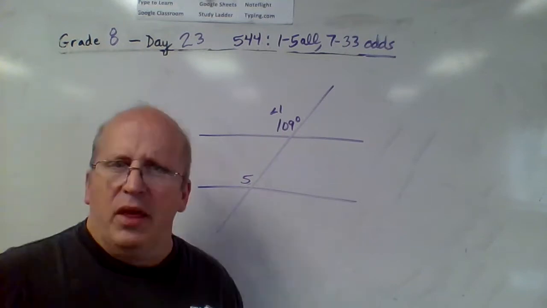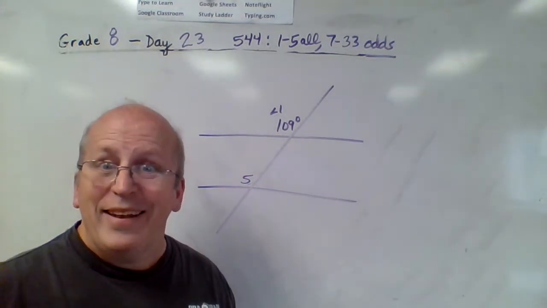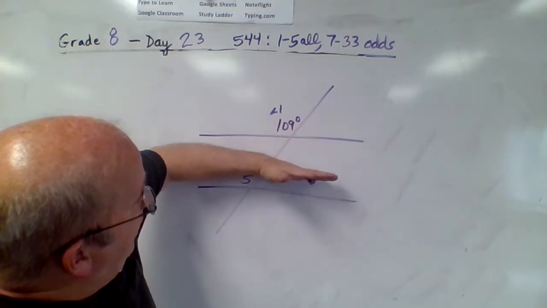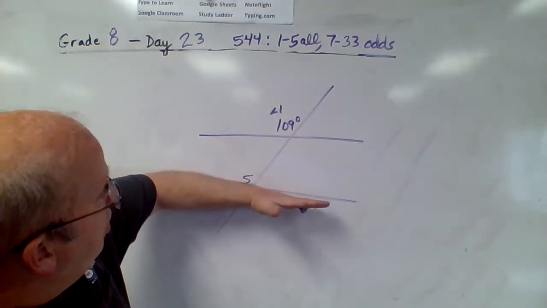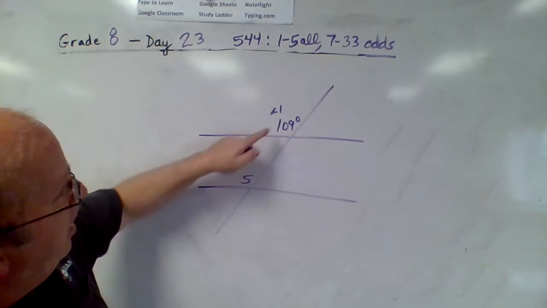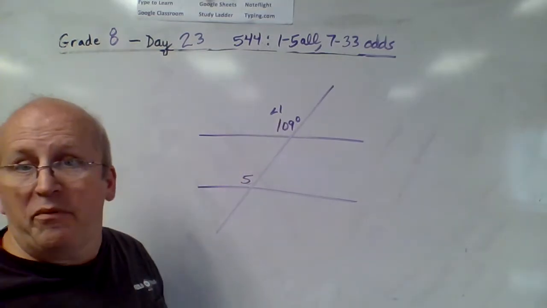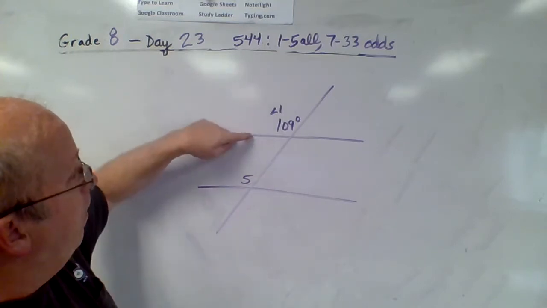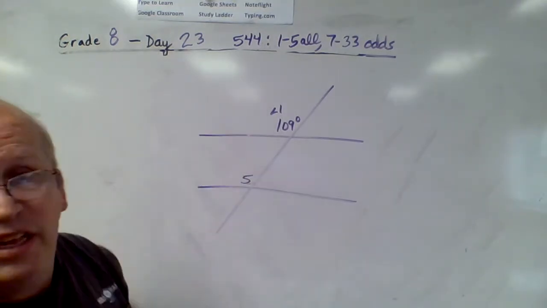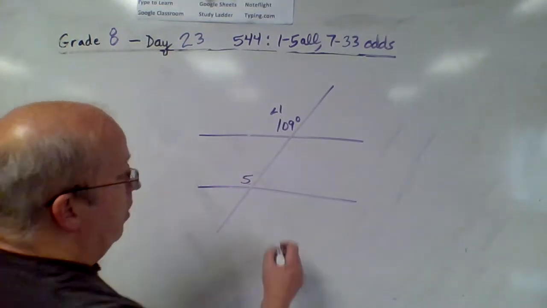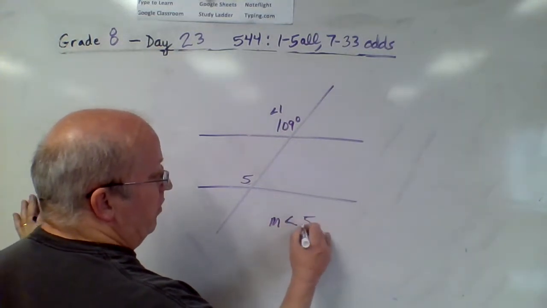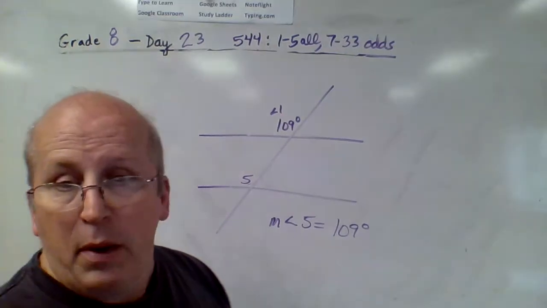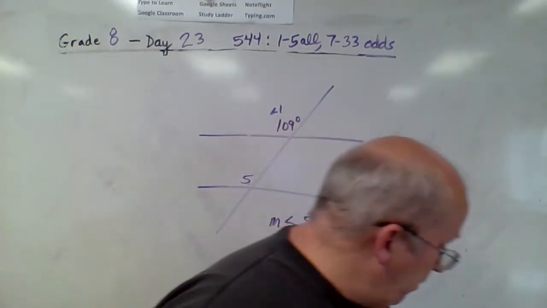Well, do you remember the concept of corresponding angles? If I take this parallel line and I slide it down so it's sitting on top of angle 5, wouldn't angle 5 and angle 1 have to be sitting right on top of each other? Because they're on the same side of the transversal and they're above a parallel line in each situation. Therefore, the measure of angle 5 has to also be 109 degrees. That's problem 6.